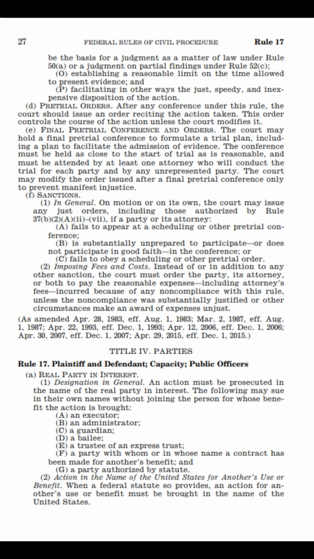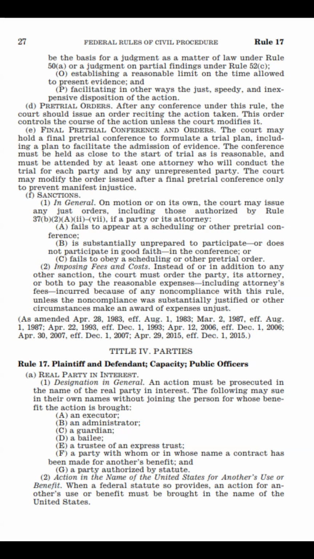D. Pretrial orders. After any conference under this rule, the court should issue an order reciting the action taken. This order controls the course of the action unless the court modifies it. E. Final pretrial conference and orders. The court may hold a final pretrial conference to formulate a trial plan, including a plan to facilitate the admission of evidence. The conference must be held as close to the start of trial as is reasonable, and must be attended by at least one attorney who will conduct the trial for each party and by any unrepresented party. The court may modify the order issued after a final pretrial conference only to prevent manifest injustice.